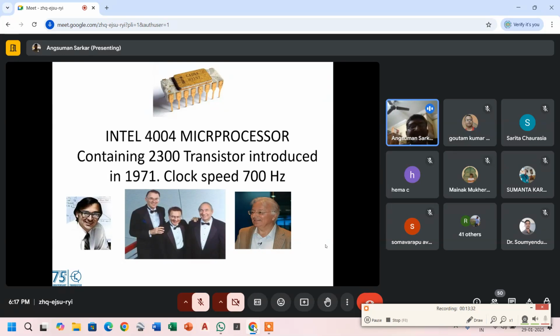And see the number of transistors. Initially, the processor released by Intel in 71 contained only 2,300 transistors, a few thousands. Now it is in billions. That is the technology improvement that actually happened, and we'll try to see why that improvement occurred, what is the major force behind it, and how it occurred. We'll look at these things in this talk.